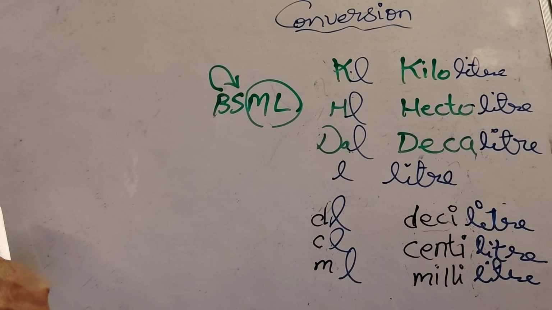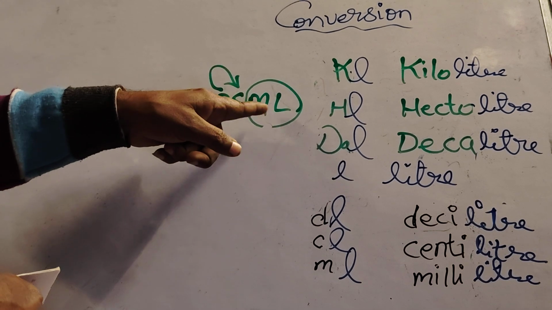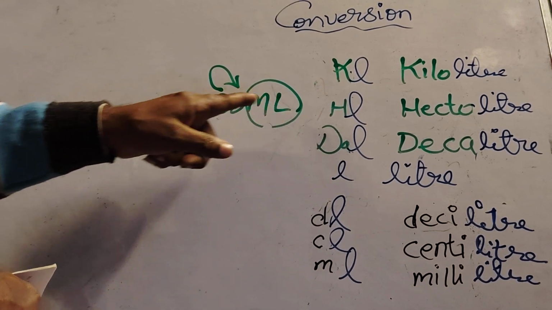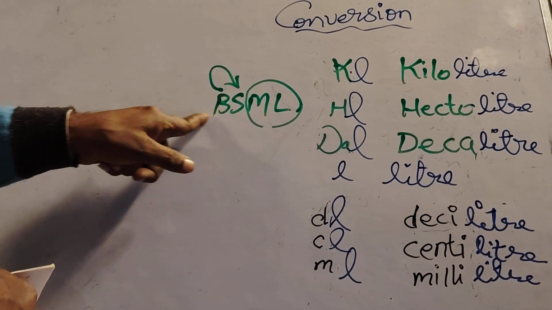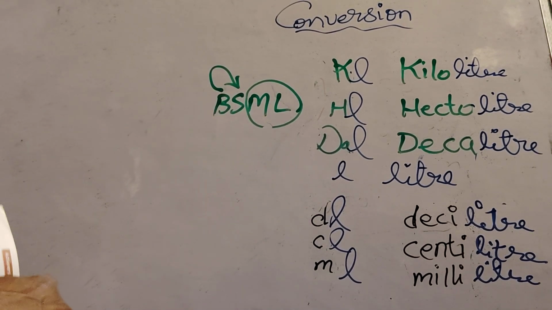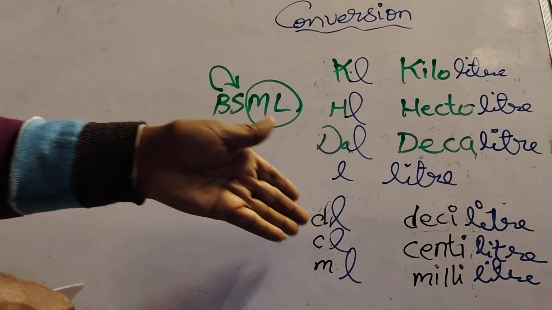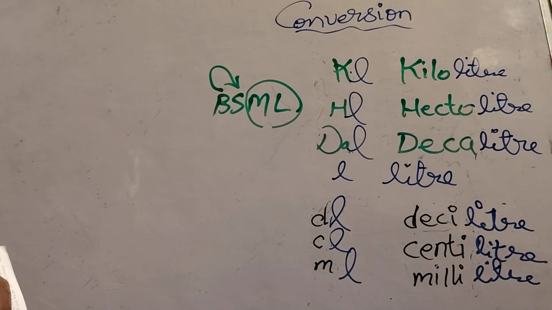In that case, ML is for multiply. ML for multiply. It is not milliliter, it is multiply. So bigger to smaller is multiply, and the opposite of it, smaller to bigger, is divide. This thing we have to remember. The whole thing is applied by using this BSML trick.